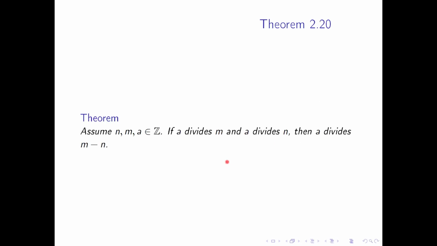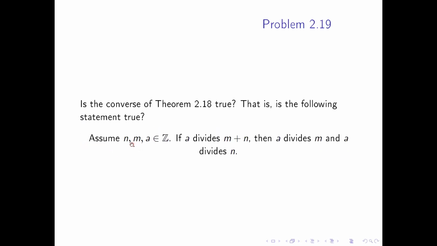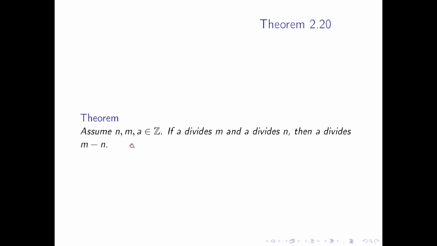Then you're going to move down to 2.20, which again, we have three values, A, M, and N. We're going to say A divides M and divides N. And this time, instead of adding them, we're doing subtraction. So if after you do theorem 2.18, theorem 2.20 should feel very, very similar because it's going to feel almost identical. You just have a minus instead of a plus. That's why I'm not doing it, because if I did it for you, then it kind of gives it away.